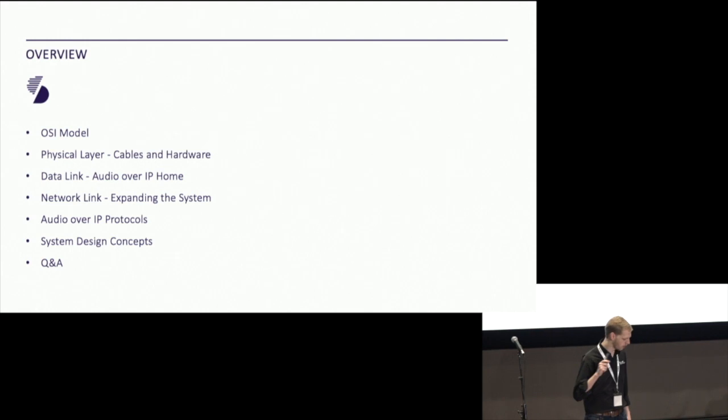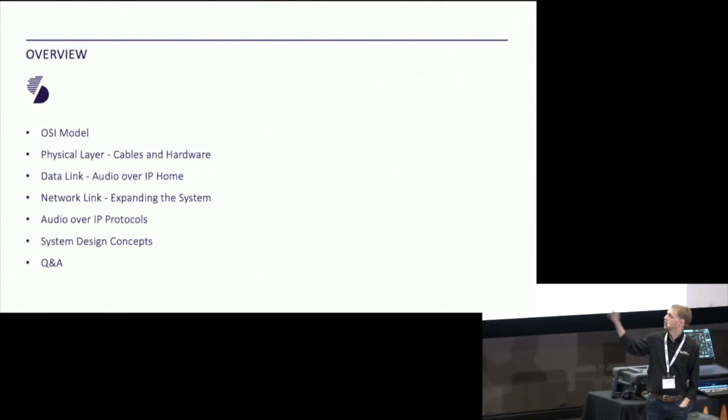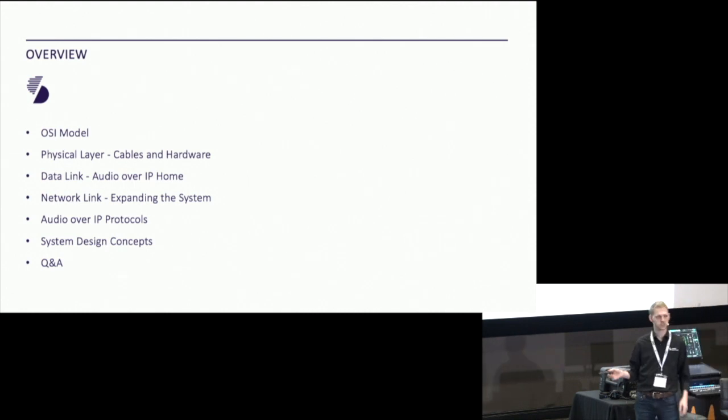The OSI model, we're going to talk about that. That's the key for understanding audio over IP. We're going to talk about the physical layer, the data link layer, the network layer, some various audio over IP protocols and how they're working, and then some system design concepts so that you can actually go and implement this yourself.